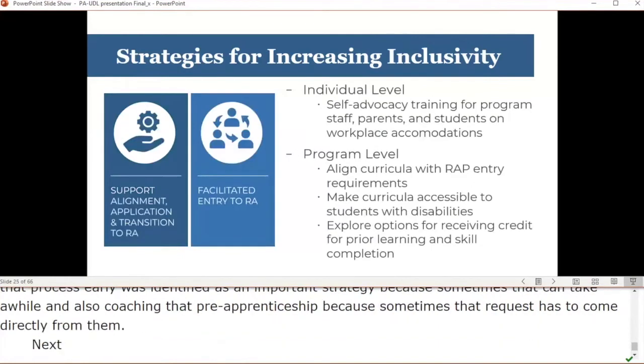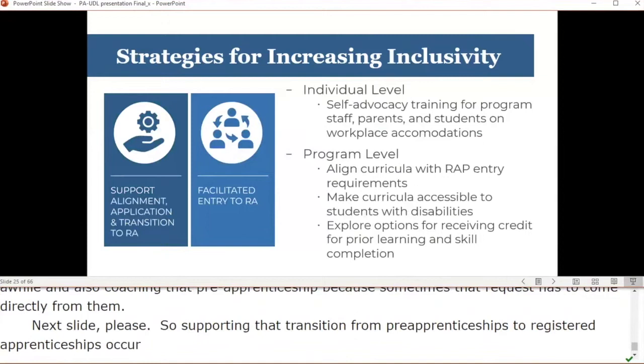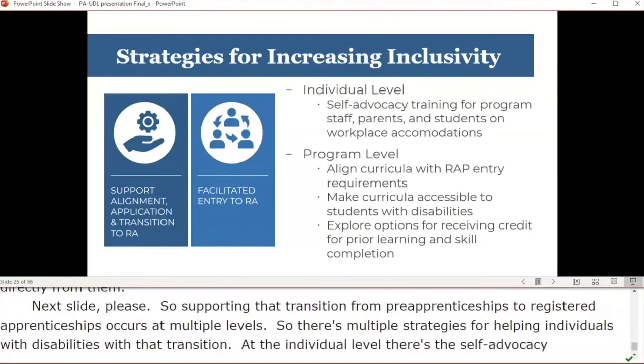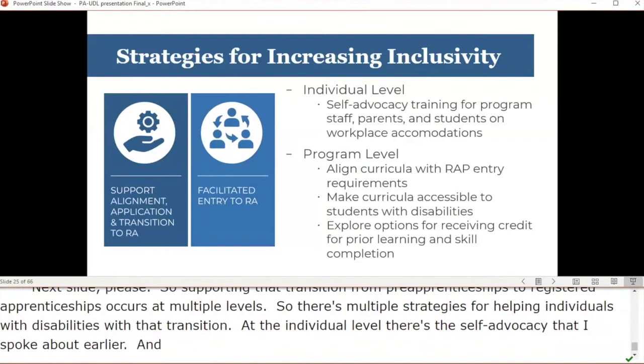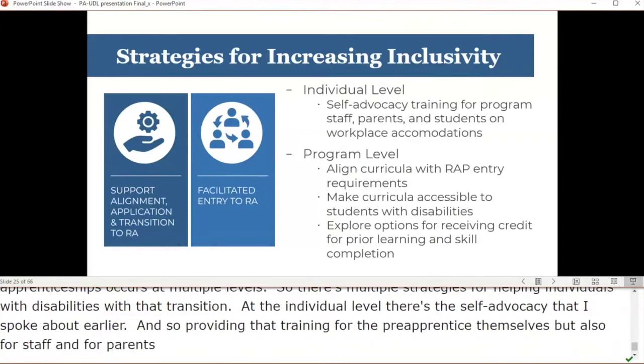Supporting the transition from pre-apprenticeships to registered apprenticeships occurs at multiple levels, so there are multiple strategies for helping individuals with disabilities with that transition. At the individual level, there's the self-advocacy that I spoke about earlier, and providing that training for the pre-apprentices themselves, but also for staff and for parents. And also generally having training for program staff in supporting individuals with disabilities.